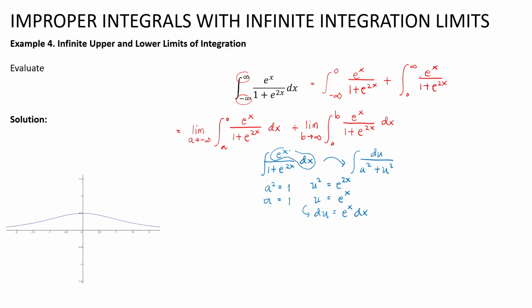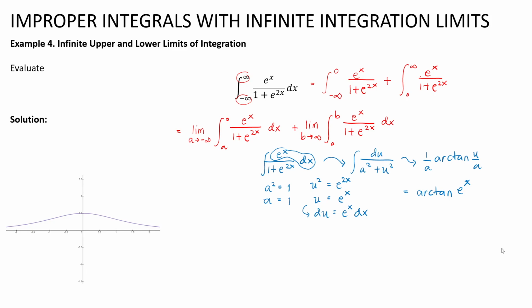So notice that every term is replaced. So this gives us 1 over a arctangent of u over a plus c, right? So the final answer for this one is arctangent of u over a. So again, since a is 1, this gives us directly arctangent of e raised to x.